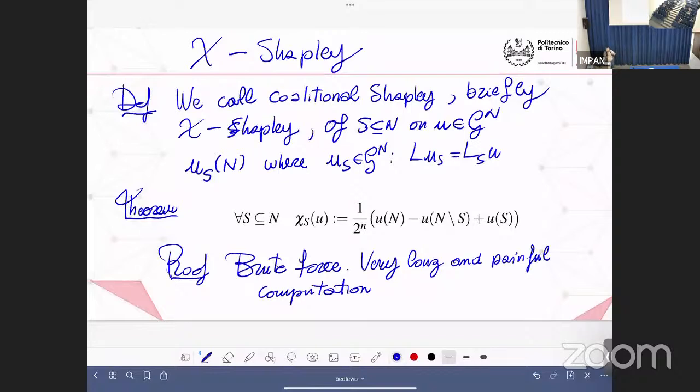This is another thing: what you see here is a Shapley value, but of something else. It is the Shapley value of what is called the quotient game by S. So you take your game, and you consider a quotient game done this way. It has only two players, S and minus S. Okay?